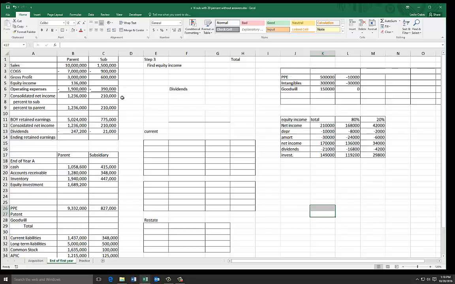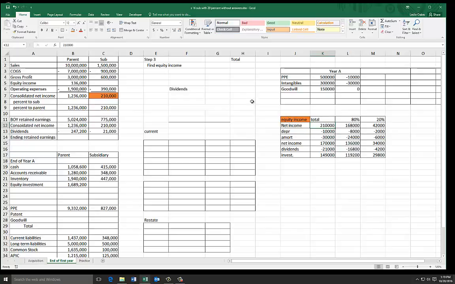So the first thing we have to do, here's the parent and the sub. Make sure we have our prep work done. So we have our sheet calculated, and I have put goodwill there because there's no impairment. In some problems there might be impairment. The second thing we have to do is calculate equity income. And I started out by going to my worksheet and finding the equity income. There it is.